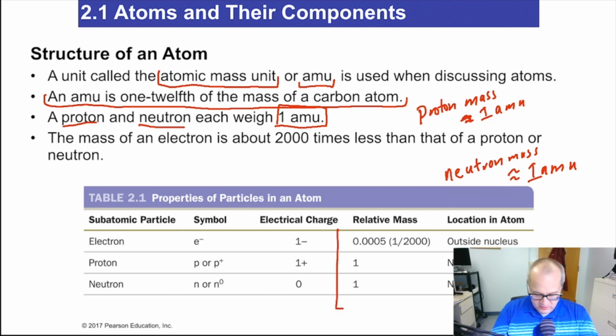So take a look at this chart right here, the relative masses of protons, neutrons, and electrons. You'll see that the proton is 1, the neutron is 1, and the mass of an electron, relatively speaking, is extremely small. Okay? So that's kind of interesting. That tells us that most of the atom's mass is made up of the nucleus. The protons and the neutrons make up most of the atom's mass. And those things are located in the nucleus.